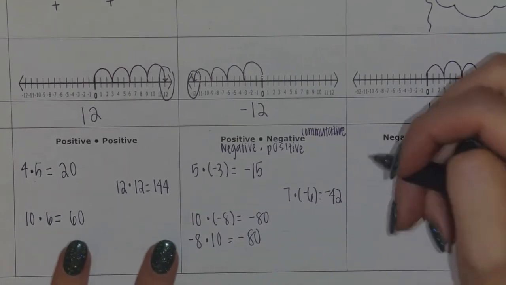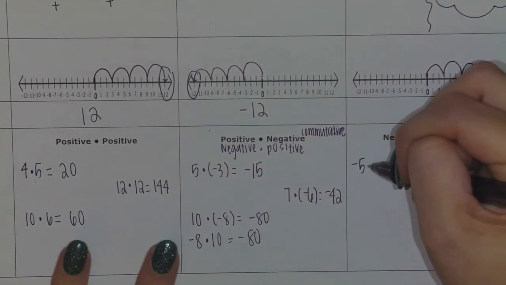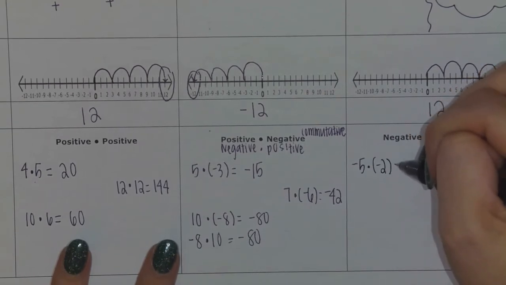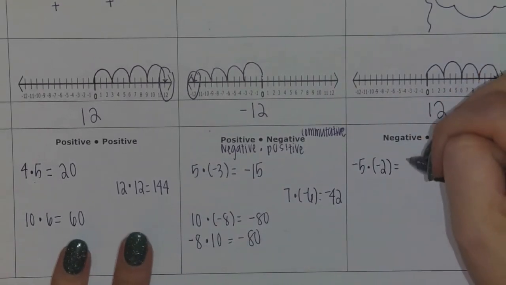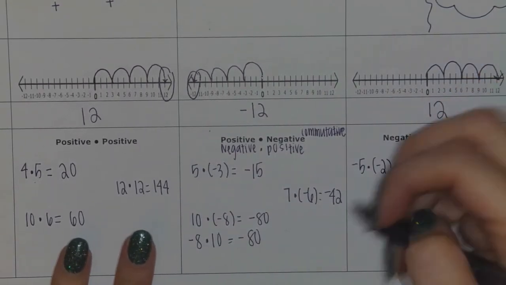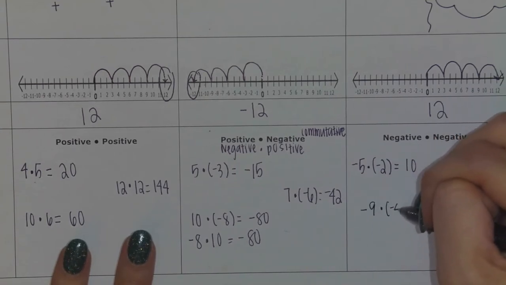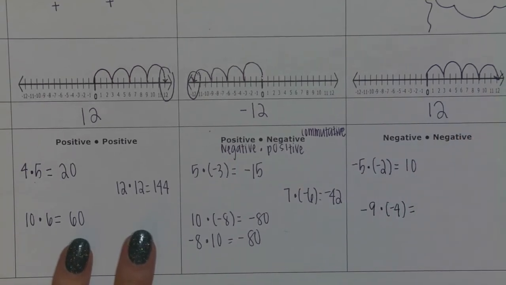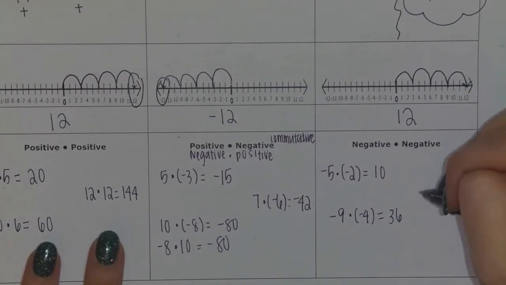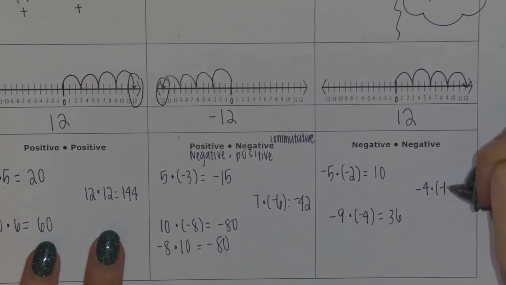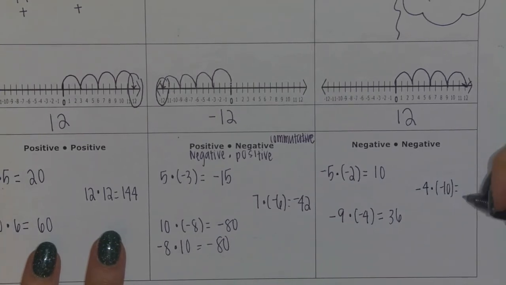And then the negative times a negative. So if I have the opposite of 5 groups of -2, that would be 5 groups of +2, which gives me 10. If I have the opposite of 9 groups of -4, that would be 9 groups of +4, which gives me 36. If I have the opposite of 4 groups of -10, that would be 4 groups of +10, which gives me 40.